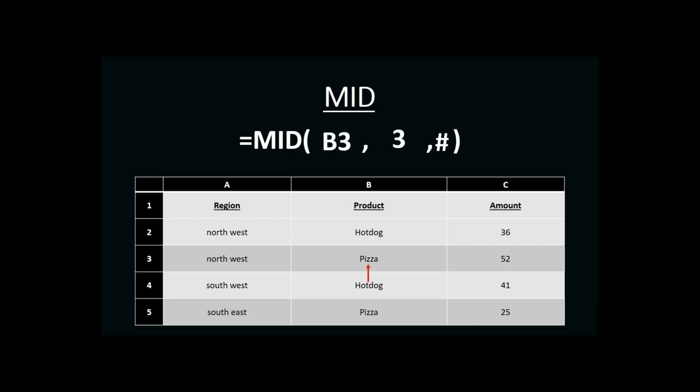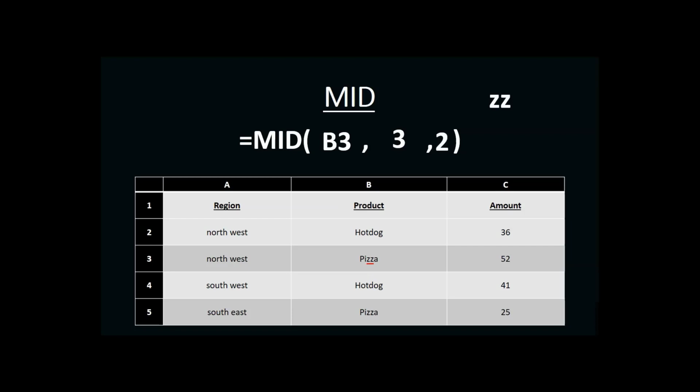Then we need to tell it how many characters we want to return. If we want the two Z's, then I would tell it to return 2 characters. So now, with this MID function, if I were to run this in Excel, it would return the result ZZ, because the Z's begin at character 3 and include 2 characters in the cell B3.